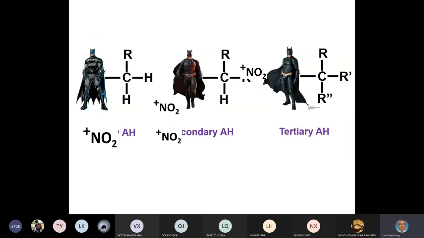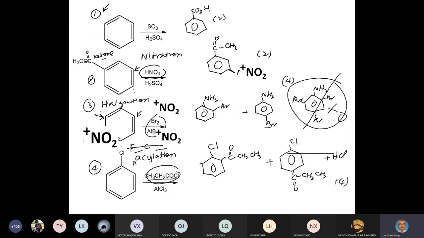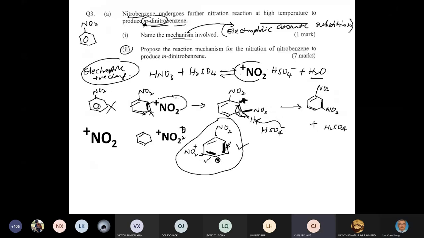Okay, one thing to remind you. Yep. Can show the mechanism if I draw the other way around. For example? I show that the NO2 plus will be joined to the other, to the left hand side, that one. Okay, for example, this one, isn't it?